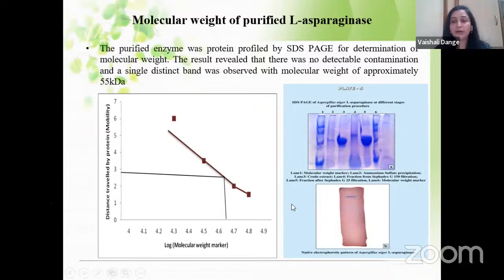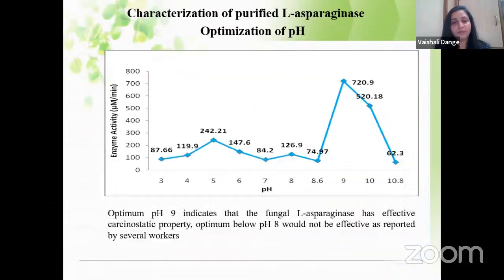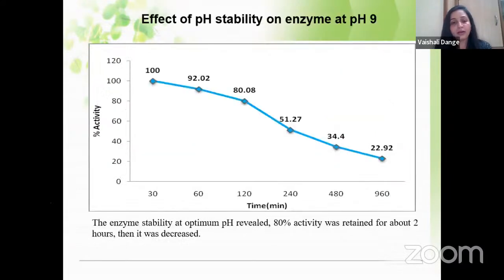And next, I have done native PAGE by using asparagine as the substrate. Here you can see the band which appears; there is a presence of enzyme in my purification. Now, the purified enzyme I applied for the optimization studies. pH 9 is showing the highest optimum enzyme activity. Here we check whether the enzyme is stable at high pH or not.